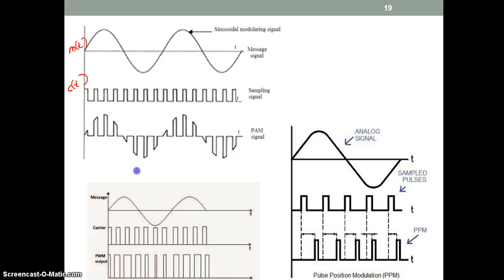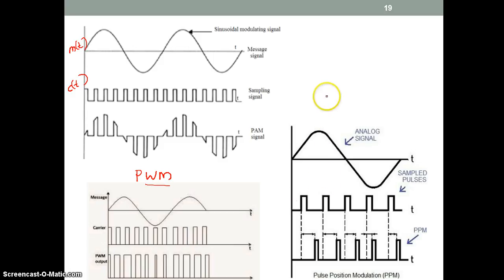Now look here, this is PWM, pulse width modulation. This is somewhat similar to frequency modulation. This is message signal. This is a carrier pulse. Look here, width of the carrier pulse will change according to the instantaneous amplitude of message signal. When the amplitude of message signal is very low, width is also very low. When amplitude of message signal is high, width of the pulse is also high. This is called pulse width modulation.